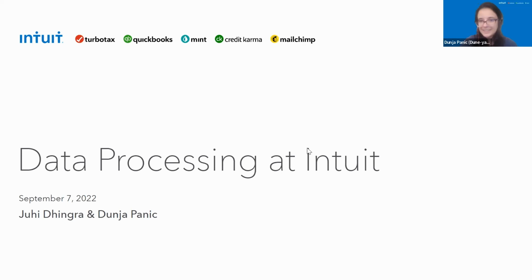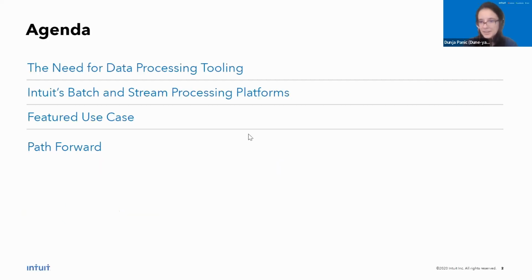All right. Well, with that, we will kick it off. So here's an overview of what we'll hope to cover today. We'll talk a little bit about the need for data processing tooling. Then we'll talk about the products that we support, batch and stream processing platforms. We'll talk through a couple of our use cases and how to know when you should use stream versus batch. And then we'll talk about the path forward.